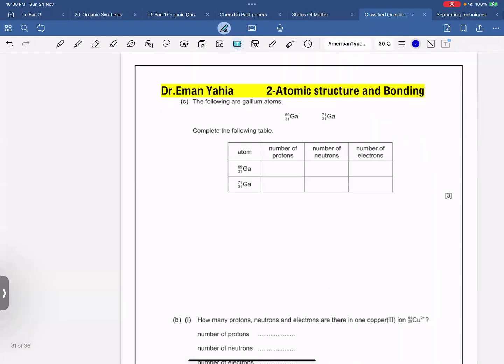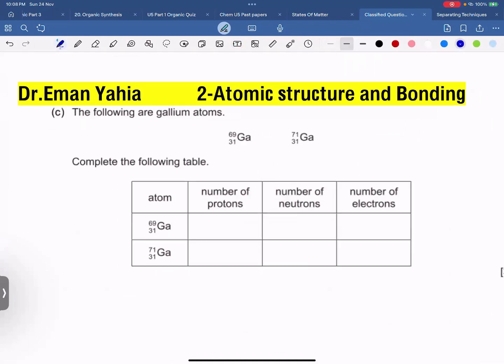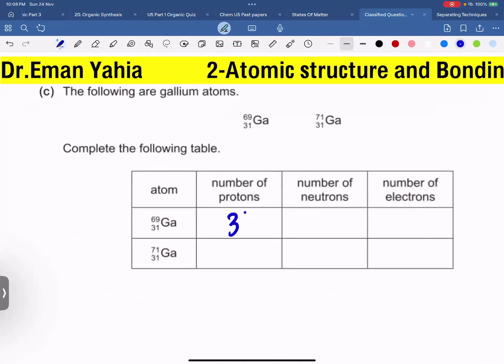Next question. The following are gallium atoms. Complete the following table. Number of protons, the small number, is 31 for gallium 69, and gallium 71 is going to be 31 too, because isotopes have the same number of protons but different number of neutrons. So number of electrons is going to be the same, 31, because they are electrically neutral. And number of neutrons for the first one, 69 minus 31, which is 38. And for the second one, 71 minus 31 is going to be 40.